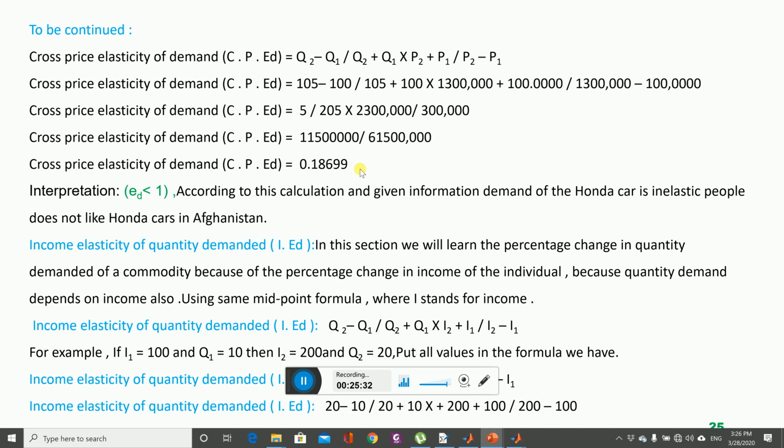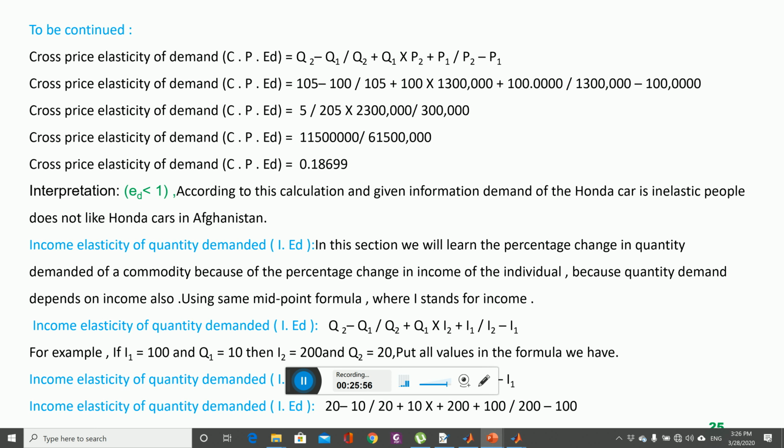0.18699. It means the calculated elasticity is less than 1. 0.18 is less than 1. So demand for Honda Civic is inelastic. It means the people of Afghanistan do not like Honda. If the price of Toyota Corolla is increasing, still the people are not demanding Honda, still people are demanding Corolla.